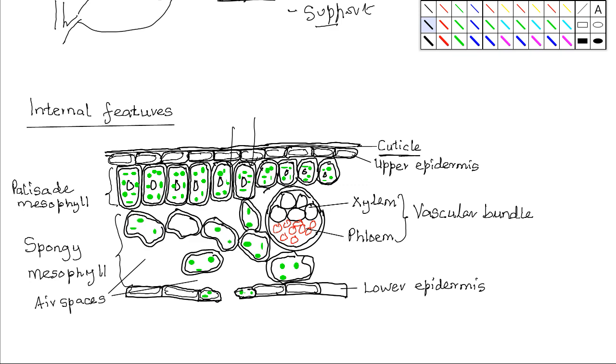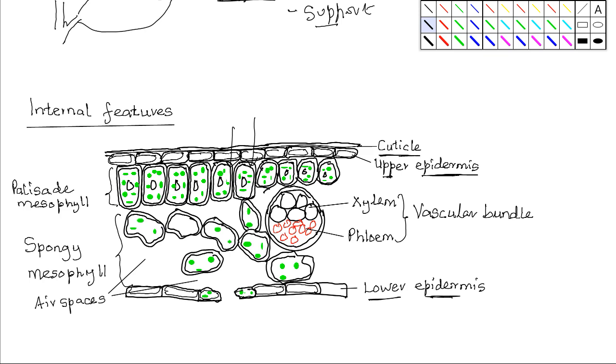Being waxy and waterproof, it also reduces excessive loss of water by evaporation. And also being non-cellular, it protects the underlying tissues from mechanical damage and infection. Then the outermost tissue covering the leaf is the epidermis. There is the upper epidermis and the lower epidermis. The epidermal cells lack chloroplasts, hence they are also transparent to allow light through to the photosynthetic tissues.